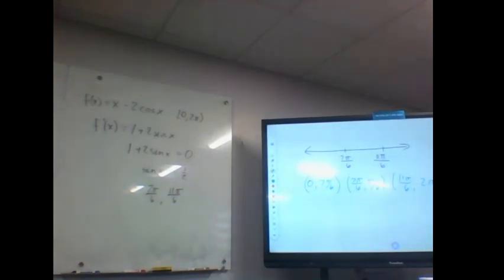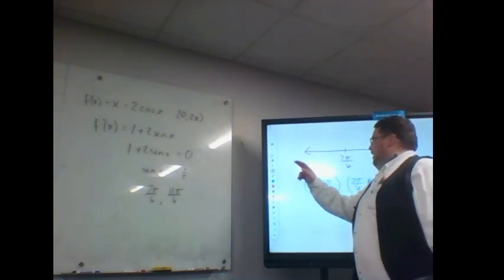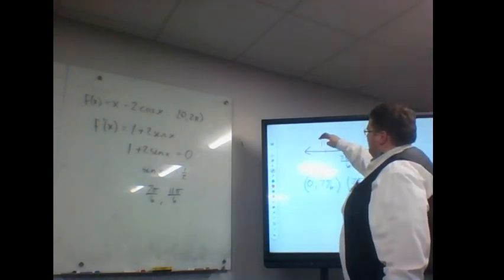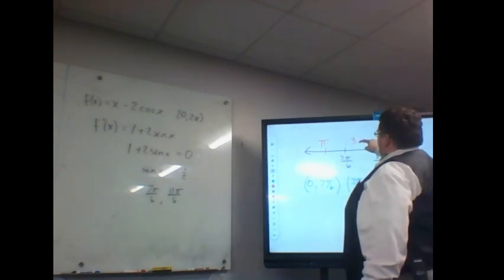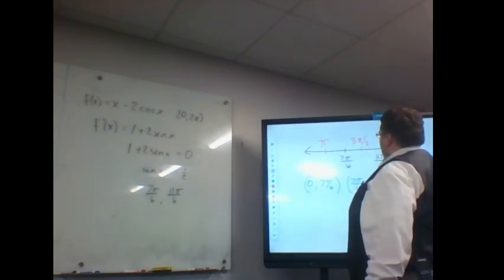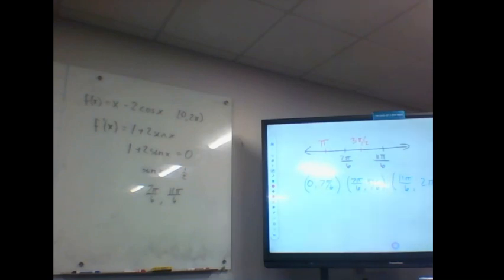To start with, we need to pick values that are in those intervals. Test them to determine whether they're going to be positive or negative in terms of increasing and decreasing. So let's look at this first one. Pi. Sounds good to me. So we test pi, to determine what's happening on the interval between 0 and 7 pi over 6. The next interval, from 7 pi over 6 to 11 pi over 6: 3 pi over 2. That's a good one.